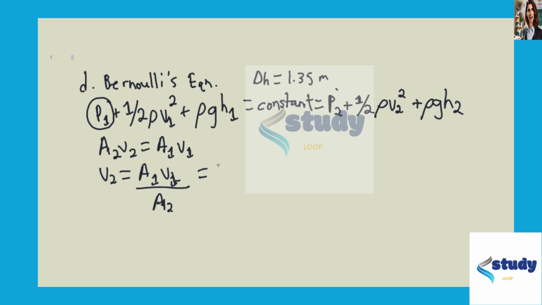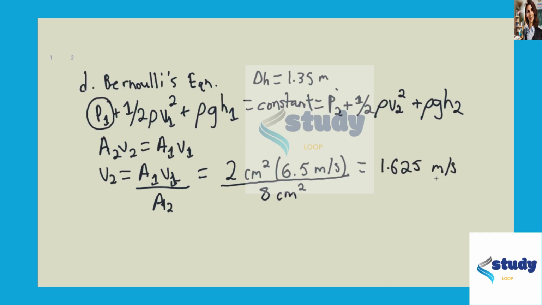So here it would be A sub 1, we could say this is 2 centimeters squared, and then it would be times that 6.5 that we found earlier, divided by the cross-sectional area of that second section, 8 centimeters squared. This is going to give us 1.625 meters per second.